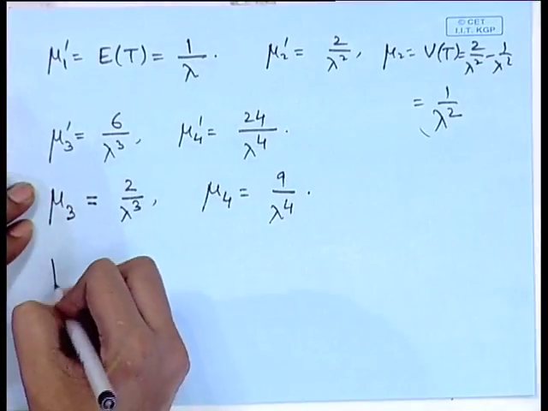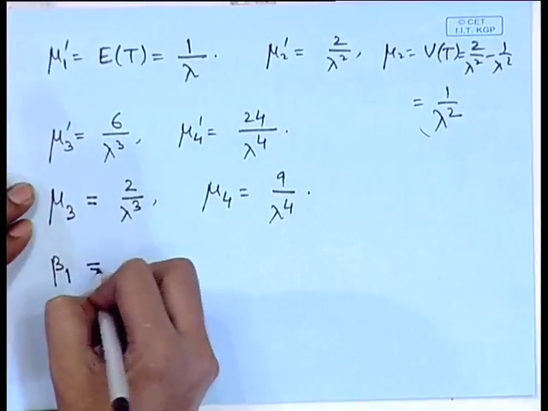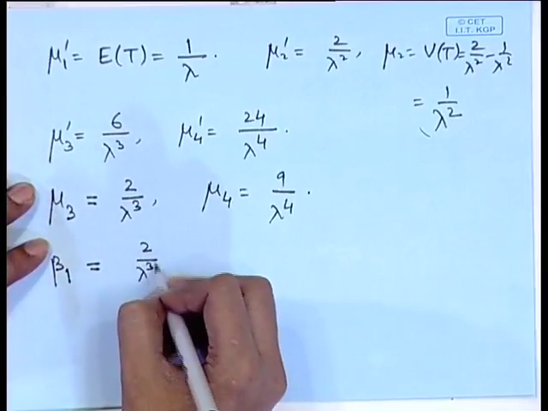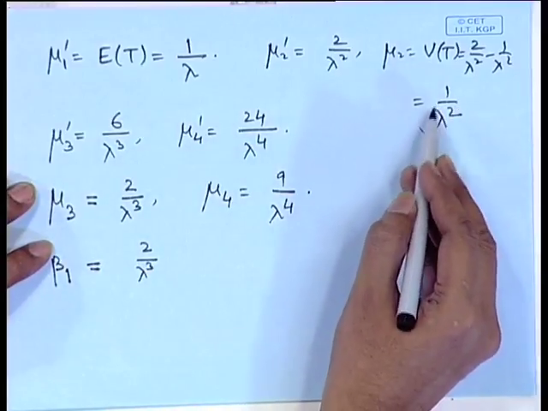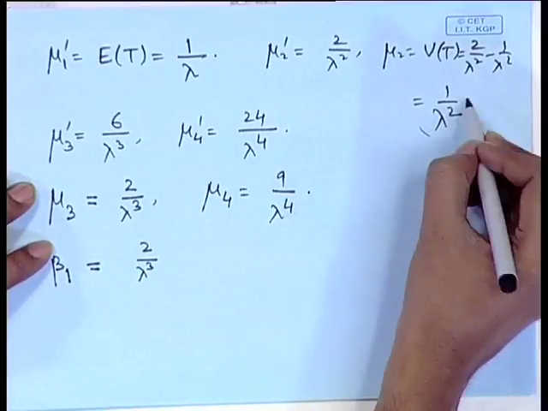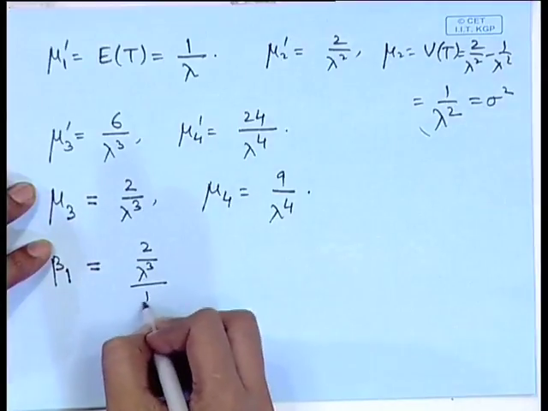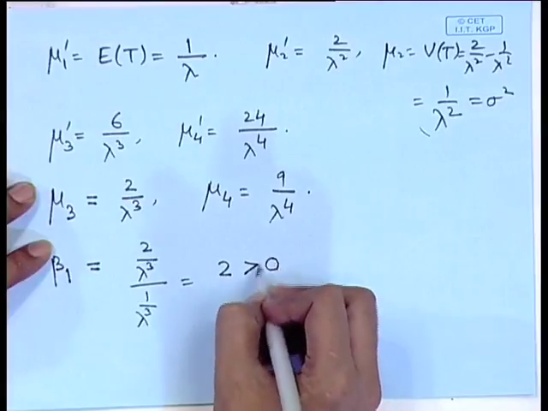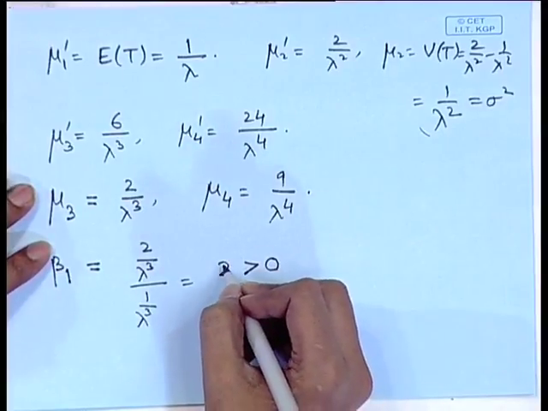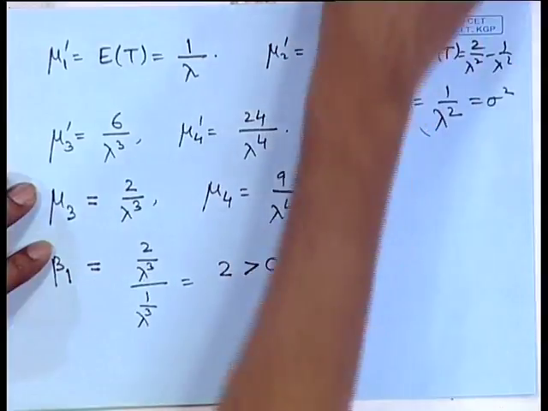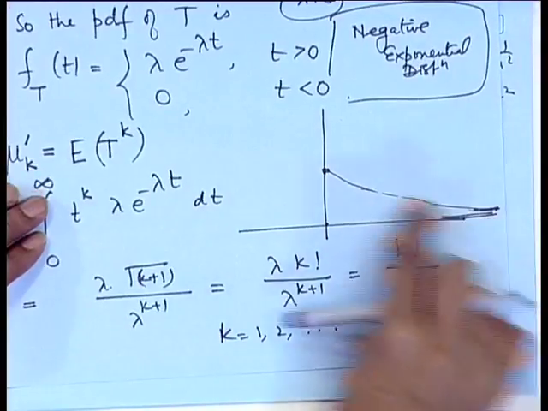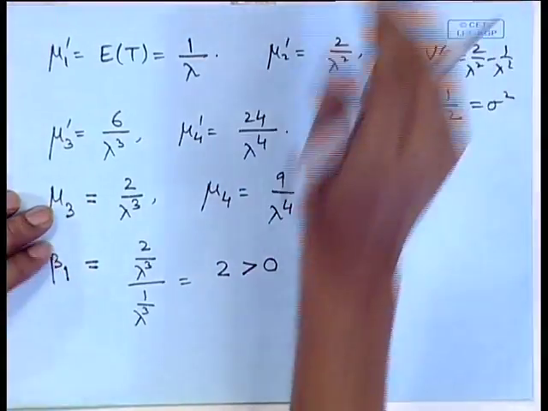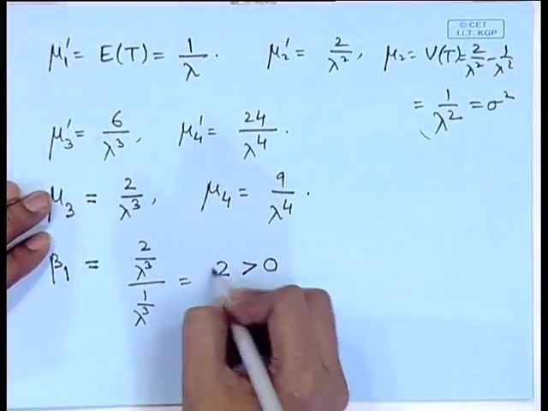From here we can calculate the measures of skewness and kurtosis. So, beta 1 is equal to mu 3 divided by sigma cube, that is 2 by lambda cube divided by 1 by lambda cube, that is equal to 2, which is always positive. That means, no matter what the value of lambda is, the exponential distribution is always positively skewed. So, this you can see from the shape of the distribution also, because here it is a constant.